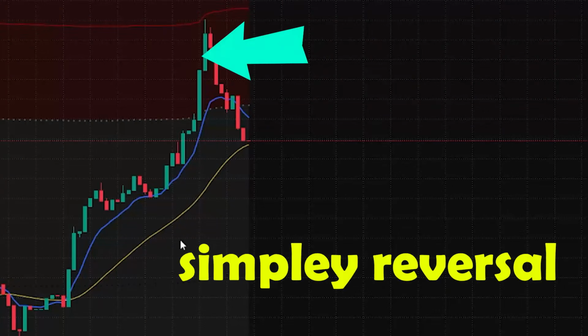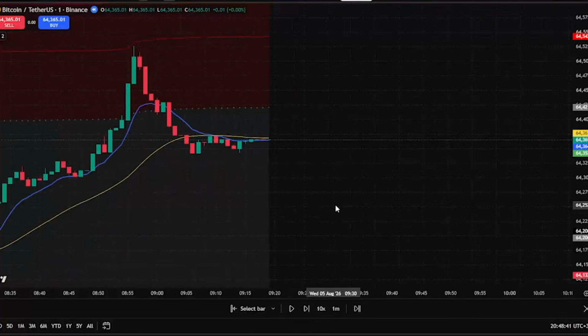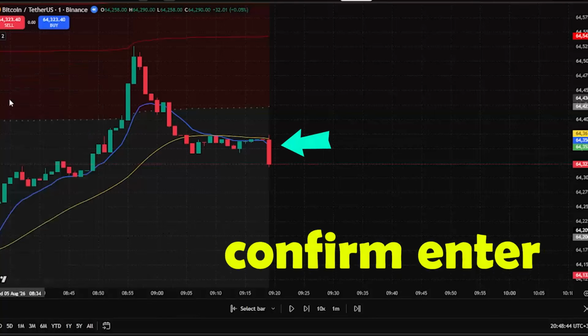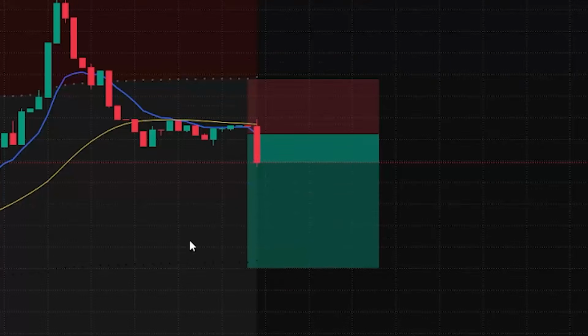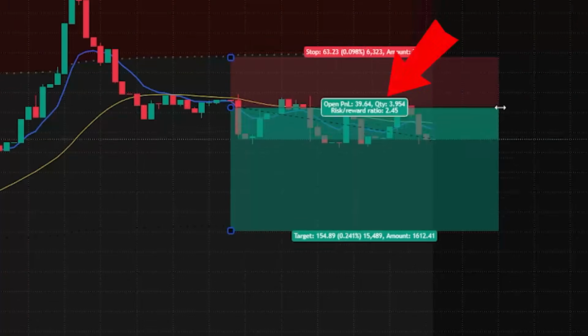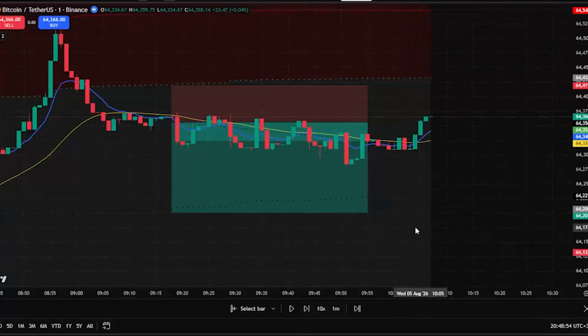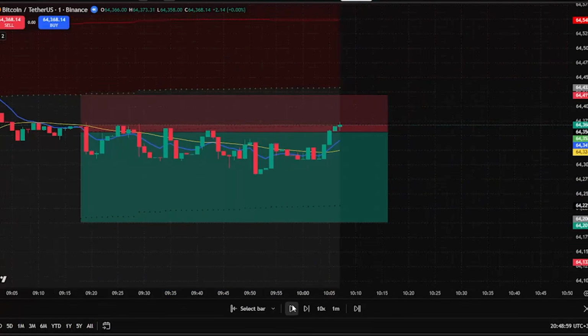For short trades, we simply reverse the logic. Price must be below VWAP. EMA must confirm bearish momentum. A pullback toward the EMA creates the entry opportunity. The important idea is patience. Many traders lose money because they enter too early. They see movement and immediately jump in. This strategy forces you to wait for confirmation.